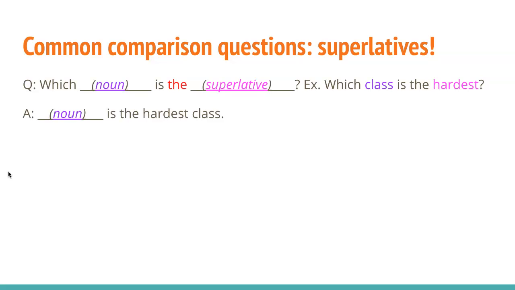Here you can see hard, we've changed to the superlative form, est. And remember, we must use the when we are talking about a superlative. So we have this in our question and in our answer. We can also answer this, instead of saying English is the hardest class, we could say English is the hardest. And we can drop class because we know what we're talking about. We can also shorten this even more and just say English.